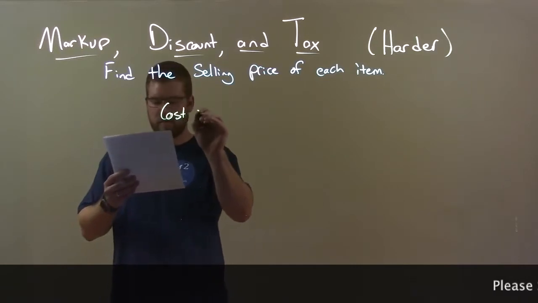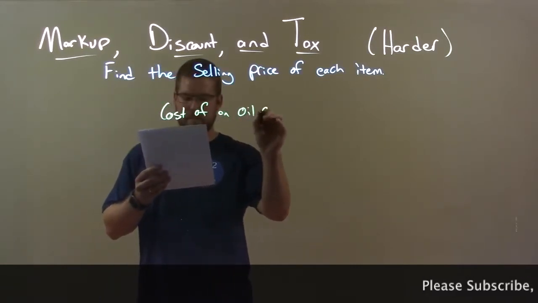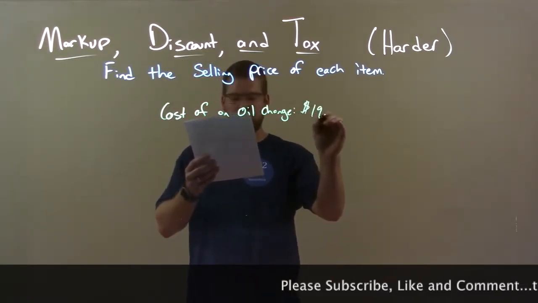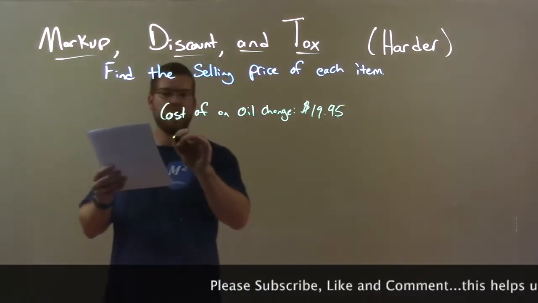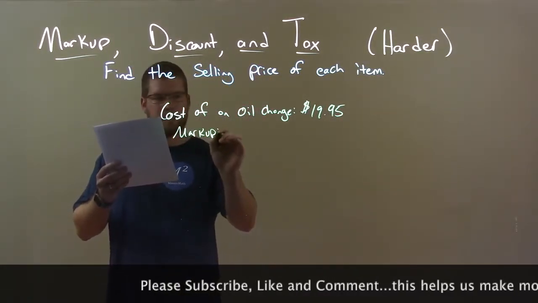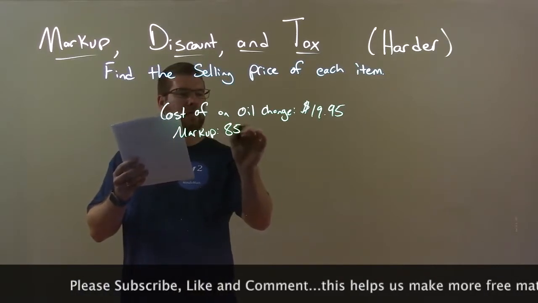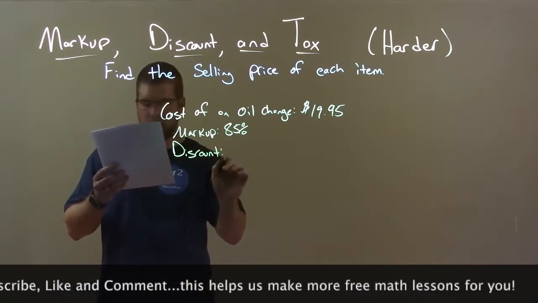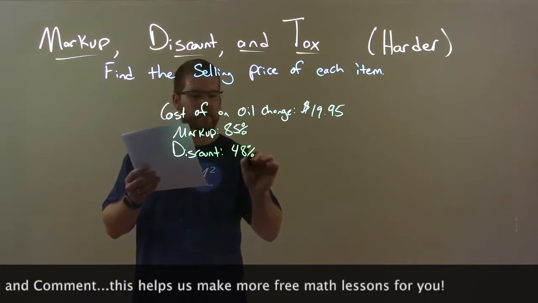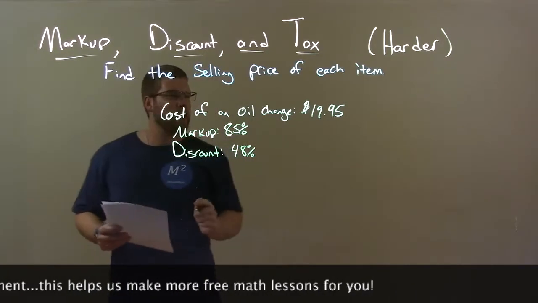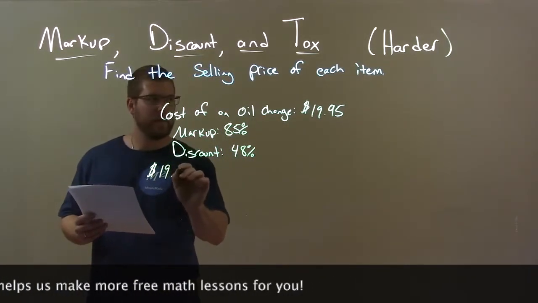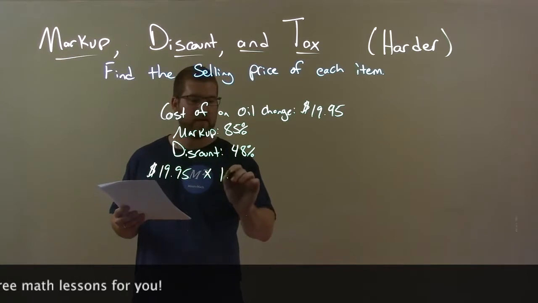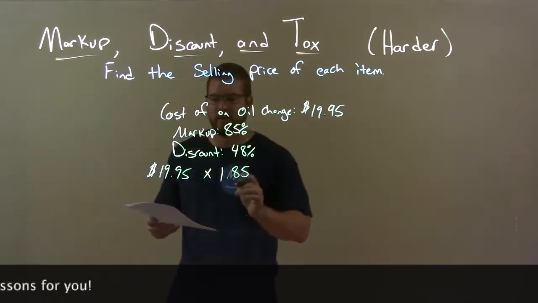The cost of an oil change, and that cost is $19.95. It has a markup of 85% and a discount of 48%. Well, first we take the cost of the oil change, $19.95, and we're going to multiply that by the markup of 85%, and that is 1.85.